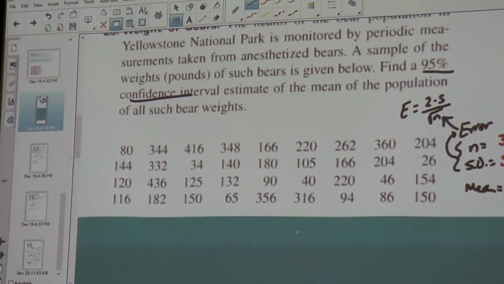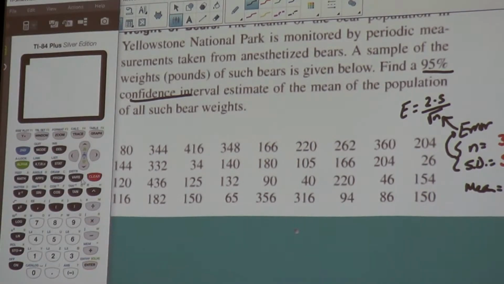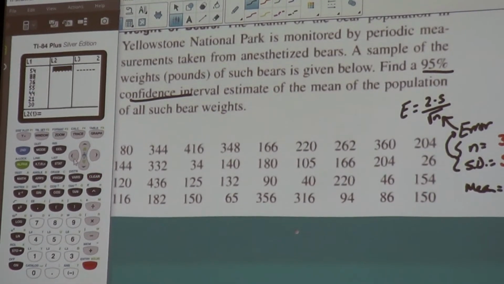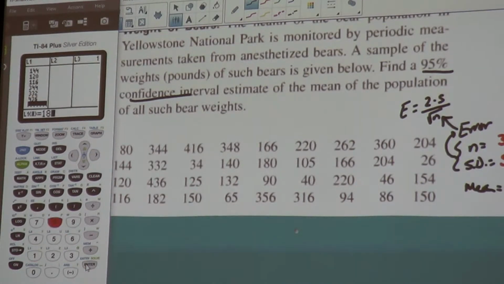Stat, edit. So we would go to stat edit, go to the top, hit clear enter, and go to the top and hit clear enter. Do we have one set of data or two sets of data? One. We just have a bunch of numbers. Now, I'm not going to type them all in. I'm just going to type in several just so that I can go through the process. 44, 32. I'm just going to type in the first two. So pretend I typed in all 36 pieces of data. What would I do next after I type it in L1?